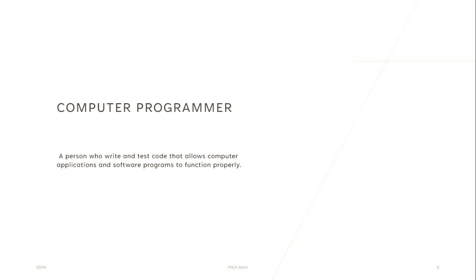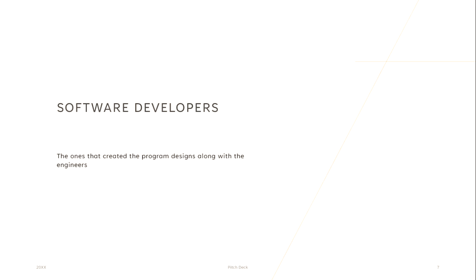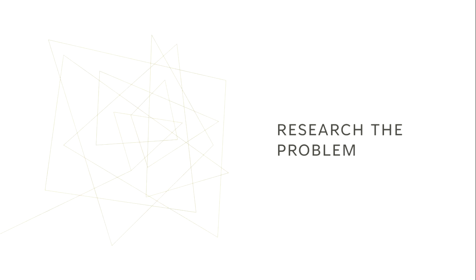Here are the person we need in order to establish this application. Computer programmer. It is a person who writes and tests code that allows computer applications and software programs to function properly. Next is the software developers. They are the ones that created the program designs along with the engineers.